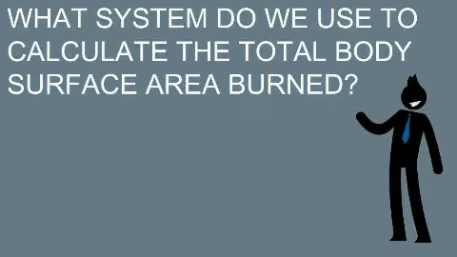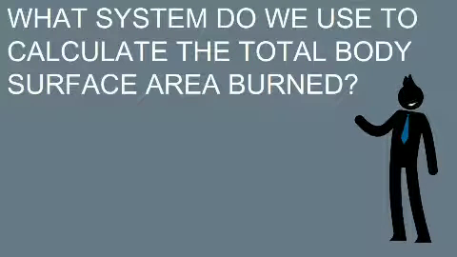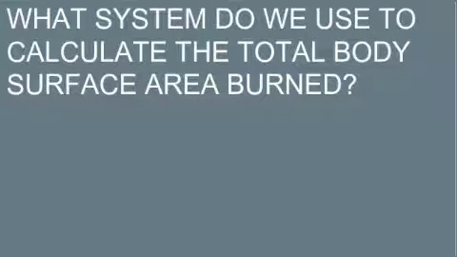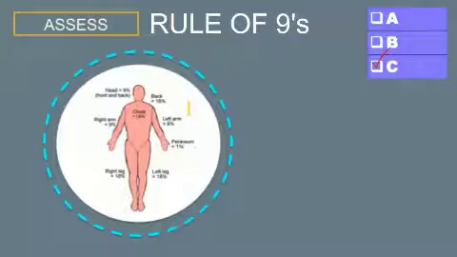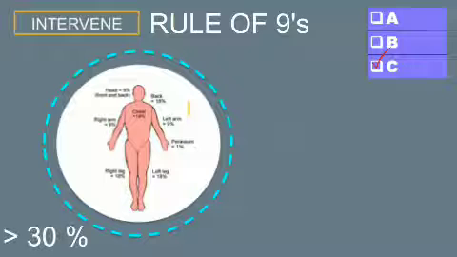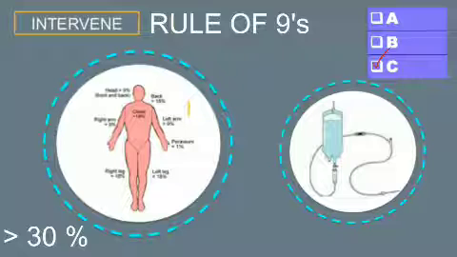Let's talk about fluids. What system do we use to calculate the total body surface area burned? If you said the rule of nines, you're correct. Partial thickness and full thickness burns are used to calculate the total body surface area burned. Notice that the head counts for 9%, the torso for 18%. In children, the calculations are a little bit different. Burns greater than 30% of the body are considered severe and require 2 large IVs and IV fluids.